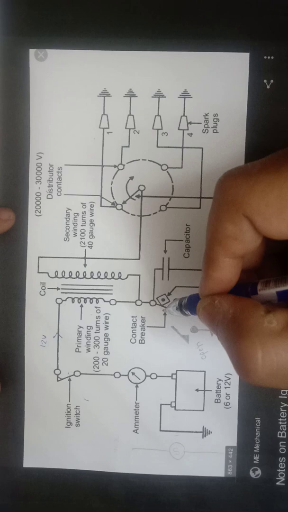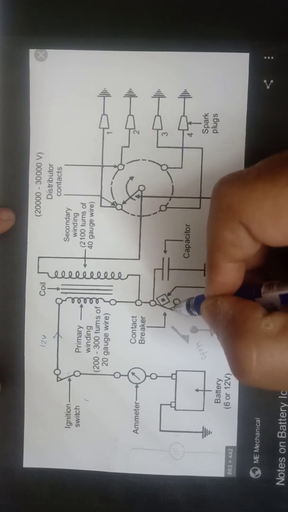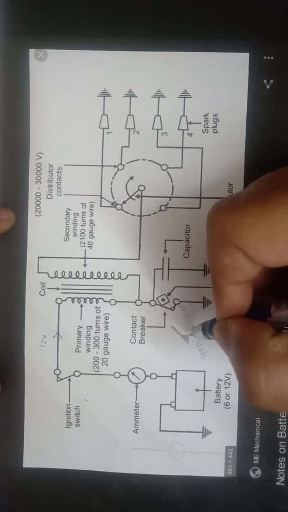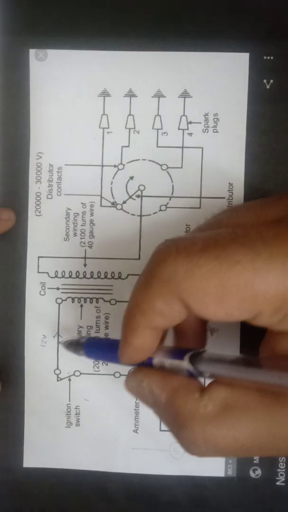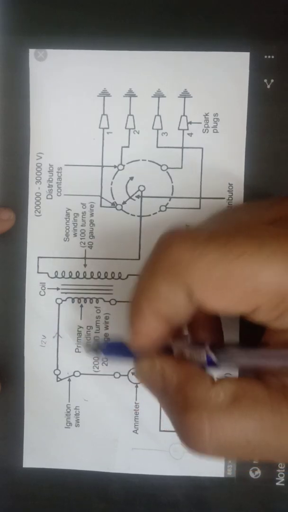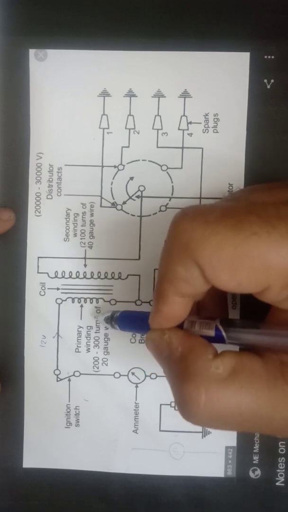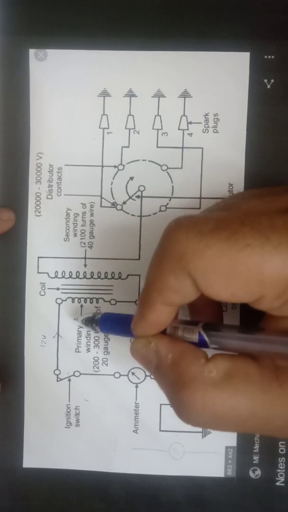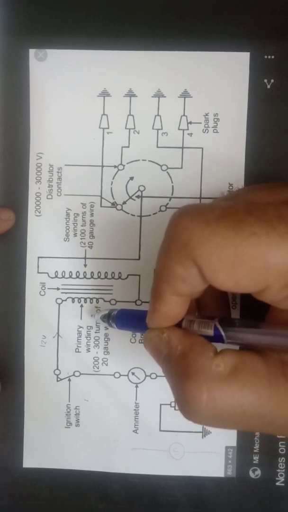Now, as soon as this cam is rotated by the engine and this point opens like this, there is a gap between these two. Current will not flow, it will break up. The 12 volt current suddenly goes to zero. That means there is a change in current in the primary circuit.